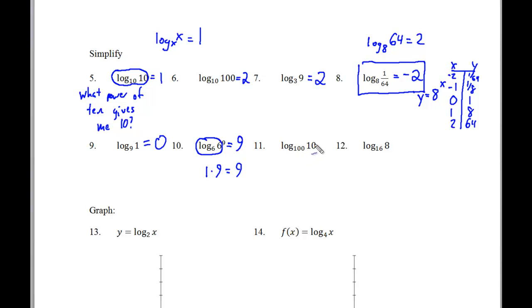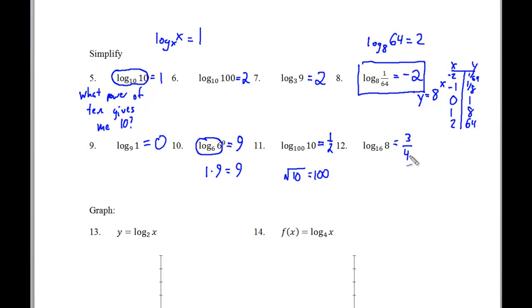Okay, so now we look at this. 100 to the what power is 10? If you try taking 100 and raising it to the first, second, third, fourth power, you're going to get numbers way bigger than 10. But you may notice that the square root of 100 is 10. Therefore, the answer is going to be the square root, or 1/2. See, the 1/2 power is the square root. So this is like saying the square root of 100 is 10, assuming all values are positive.